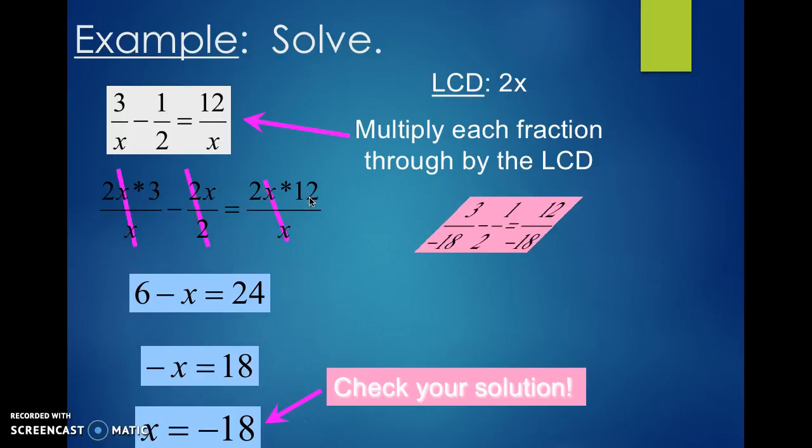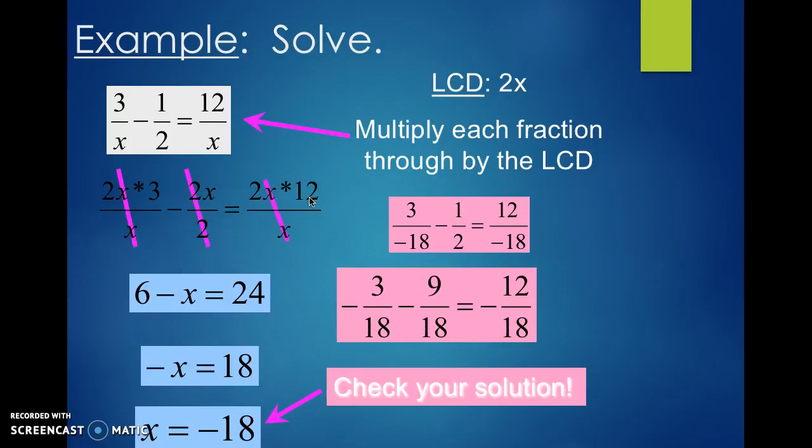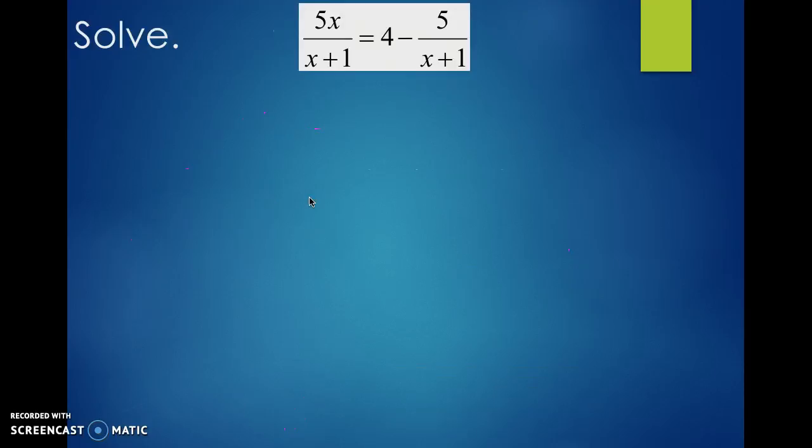We then have to check our solution. So we're going to plug negative 18 anywhere we see an x. We get negative 3 over 18 minus 9 over 18, which equals negative 12 over 18. So it works. That is our solution.